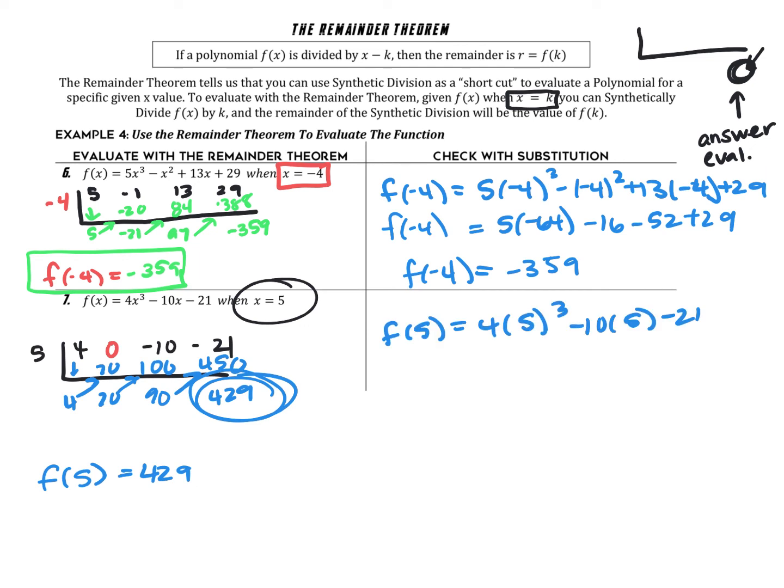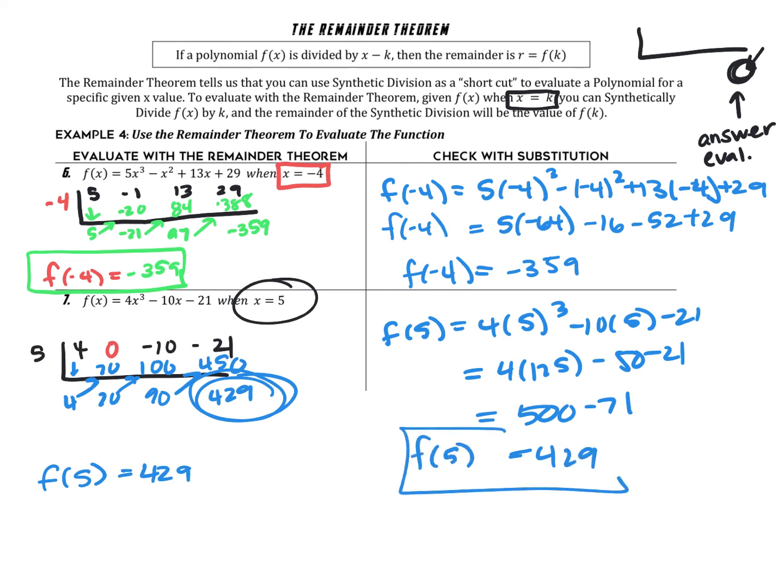Now go ahead and plug 5 in and do it the old way using direct substitution. So we're here. 5 cubed is 125. 125 times 4 minus 50 minus 21. 4 times 125 is 500 minus 71. This is going to give us 429. Same answer. So this is a shortcut that allows you to use the new concept that we're learning to help you with something that a lot of us have issues with, just plugging numbers in and simplifying.